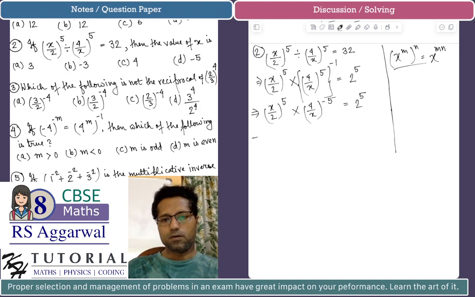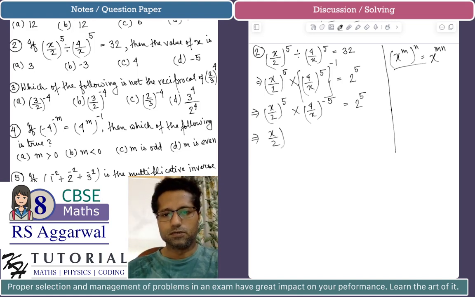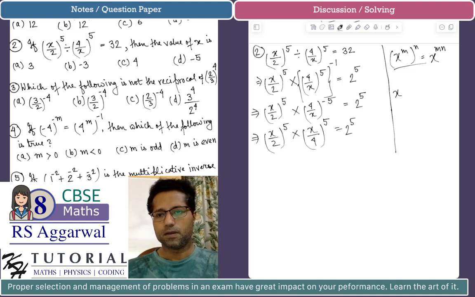Now I have to convert the left hand side in the exponential form where the power will be 5. So this is x by 2 raised to the power 5 multiplied by 4 by x raised to the power minus 5, meaning x by 4 raised to the power 5. The concept that I applied in the last step is x to the power minus m is equal to 1 by x to the power m.